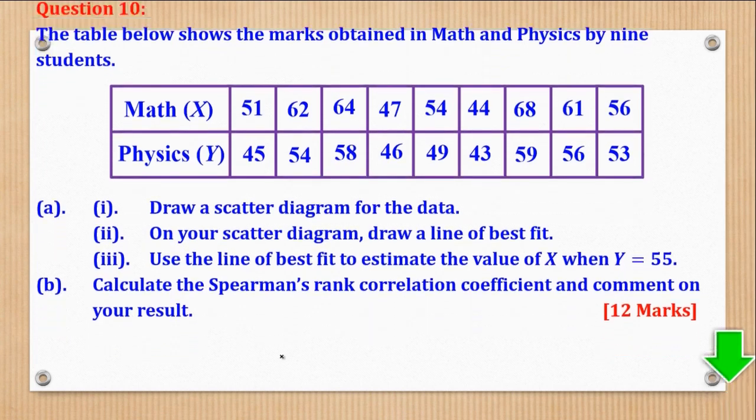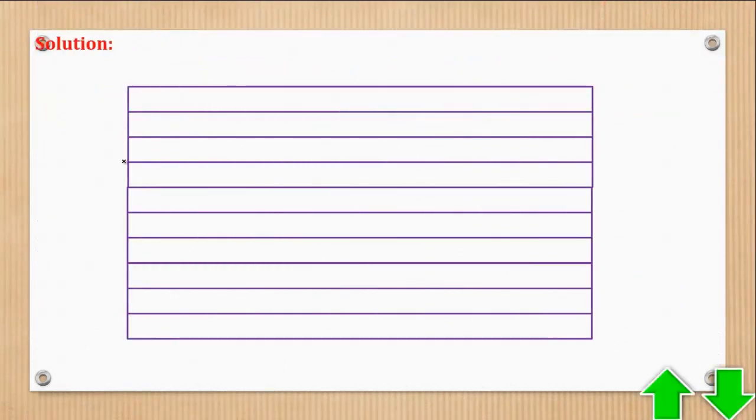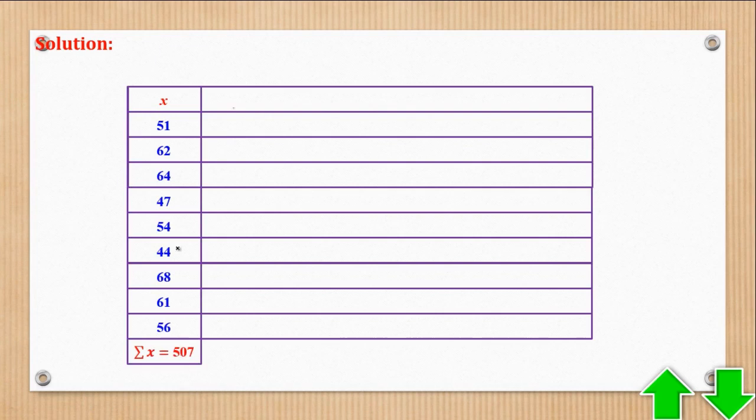For questions of correlation, the first step is to tabulate. So we shall tabulate our values. First put the values of x, followed by the values of y. You have to get the total values of y also, then also get the total. The next step is to rank values of x. Remember, ranking is in descending order. The largest value gets the smallest rank. So you first look for the largest.